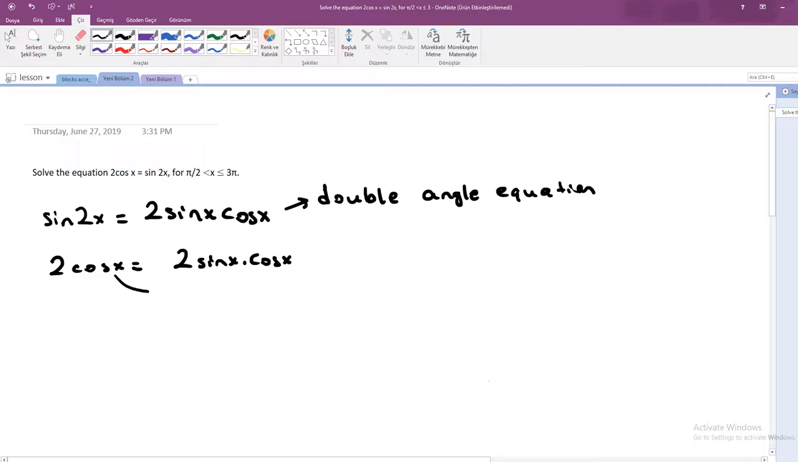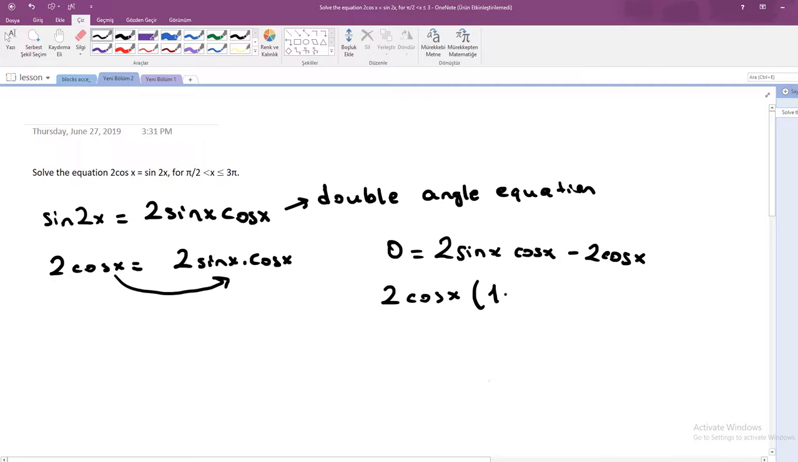And if we just move it from here to here, we get 0 equals 2 sine x times cosine x minus 2 cosine x. And if you take out the parentheses, 2 cosine x, parentheses 1 minus sine x, this equals 0. So we are trying to find the roots, right? In order to find them, we must set this part equal to 0 and this part also equal to 0.